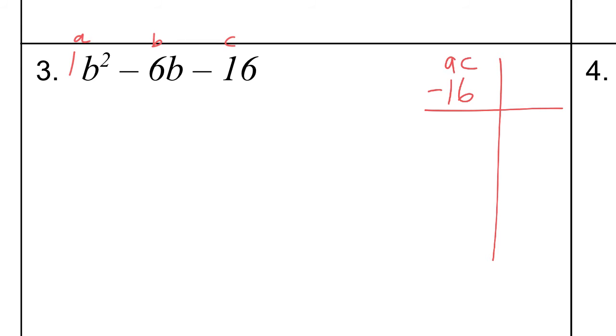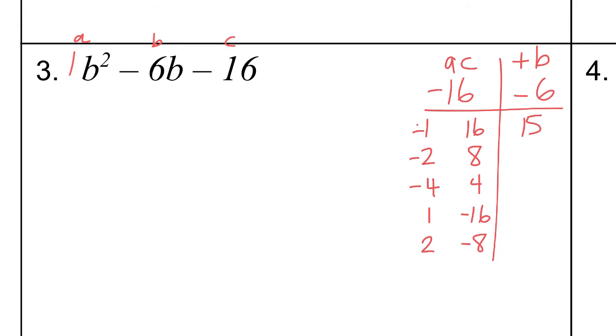Now, what are all the factors? I can do negative 1 times 16, negative 2 times 8, negative 4 times 4, and then you can do the other way around. So positive 1, negative 16, positive 2, negative 8, and then the 4s can stay like that. We're looking for the one that has a sum of b, so which one will add up to negative 6? So the first one I have 15, that's not it.